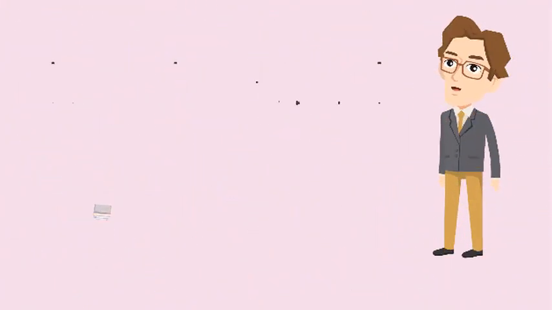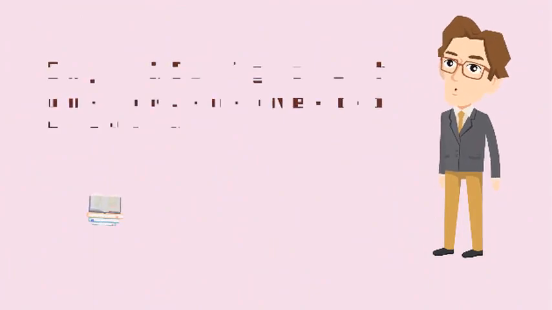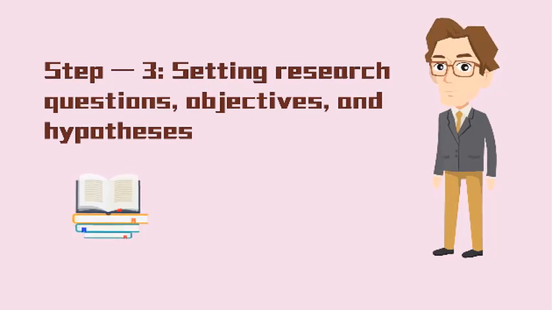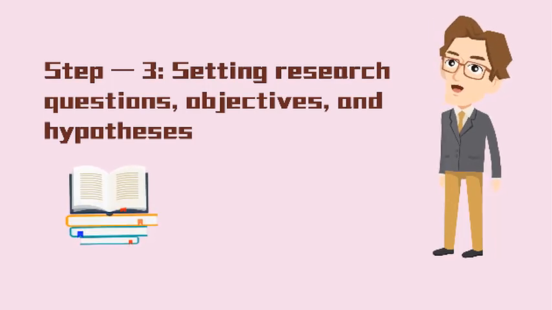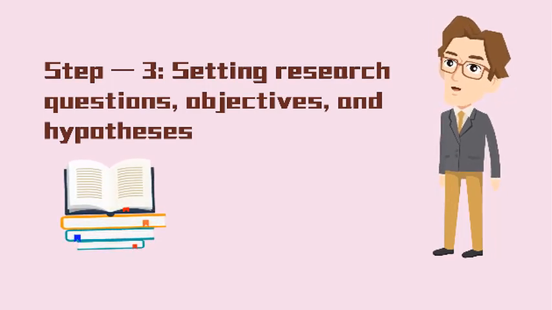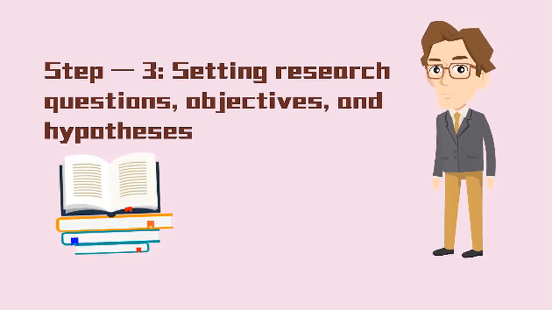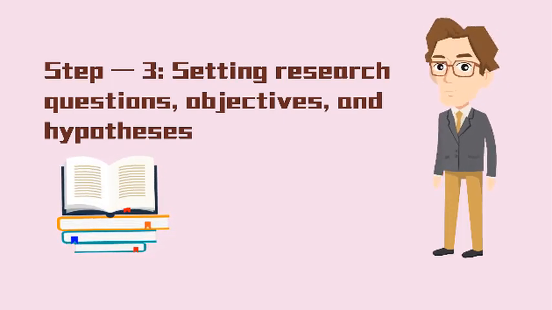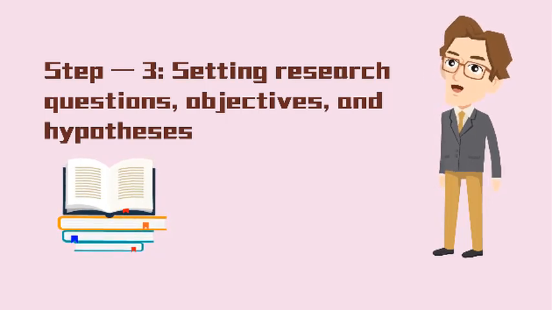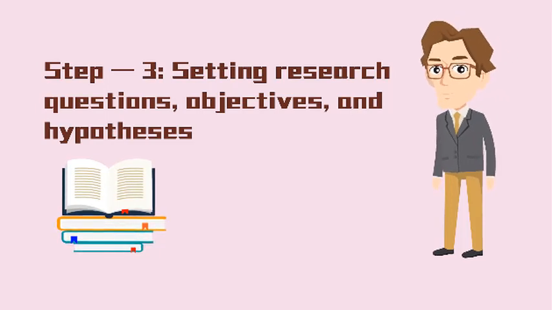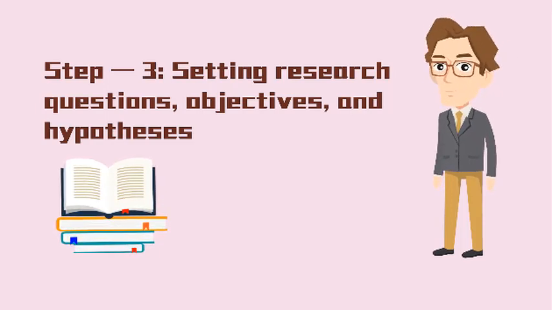Step number 3 is setting research questions, objectives, and hypotheses. After discovering and defining the research problems, the researcher should make a formal statement of the problem leading to research objectives. An objective will precisely say what should be researched to delineate the type of information that should be collected and provide a framework for the scope of the study.